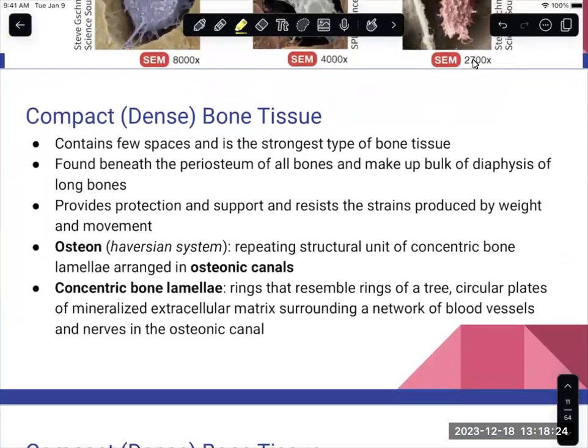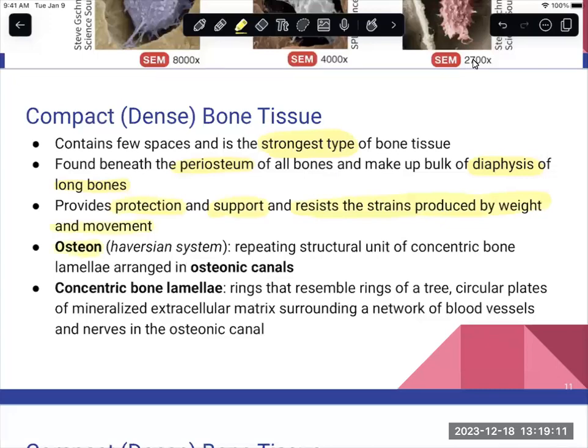So we did look at compact bone and tissues. So let's kind of look at it again. Compact bone is the strongest bone tissue we've got. It's underneath that periosteum, and most of that diaphysis of long bones is that compact bone. It protects. It supports. It's also going to resist the strains that you put on your bones through different types of movement.